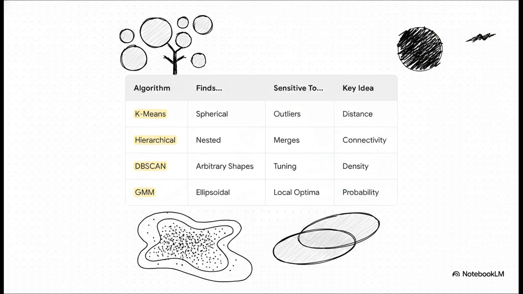K-means is your speed demon, perfect for round clusters, but watch out for outliers. Hierarchical is your family historian, amazing for finding those nested relationships. DBSCAN is your shapeshifter, the master of finding weird shapes and telling you what's just noise. And GMM is your philosopher, giving you those nuanced probabilistic answers for more flexible, oval-shaped groups. Each one has its own special talent.